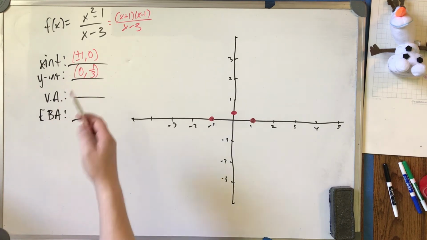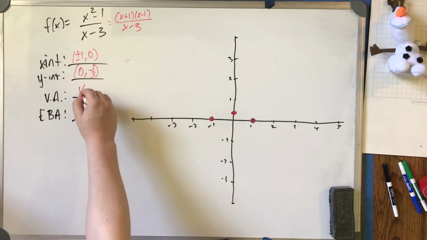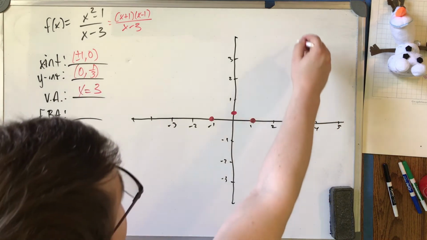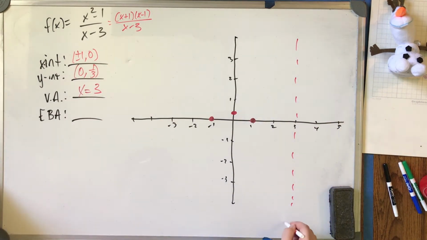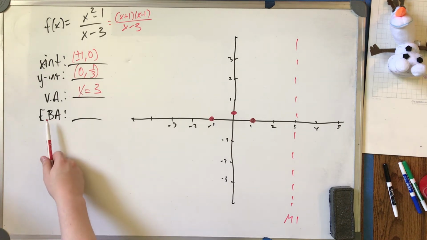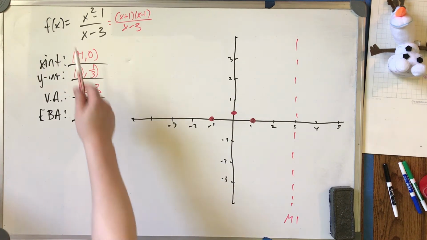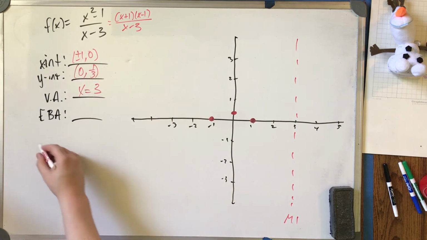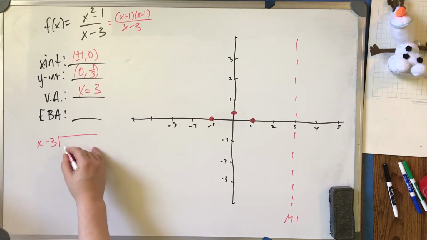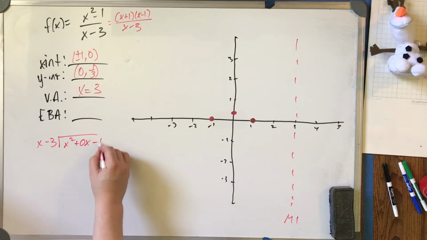Vertical asymptote, that's when we set the denominator equal to 0. I will get x equals 3, so I'll just come over here and draw that vertical asymptote here, and I'll note that it has a multiplicity of 1. End behavior asymptote. So we have different rules here. When the degree is bigger on top, that means that we need to divide. So I'm just going to do a super quick division here.